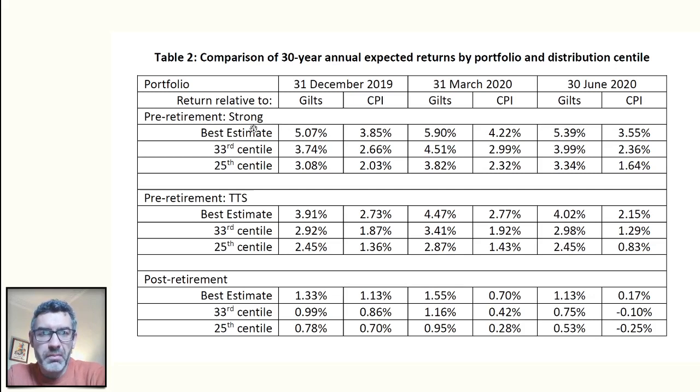Now, if I just focus attention on the pre-retirement strong portfolio, you will see there are three rows given in this table. One is the best estimate. And again, you'll recognise the 5.9% figure on the gilts plus basis here. So gilts plus 5.9% is the best estimate for the pre-retirement portfolio in the strong covenant case, and that matches up with the previous document. But we're also given other centiles here, and confusingly USS have switched their convention. They're now talking about the 33rd centile, where they previously would have talked about a 67% confidence level.